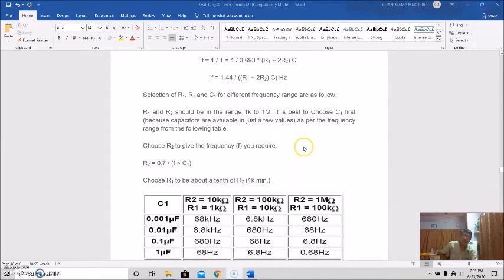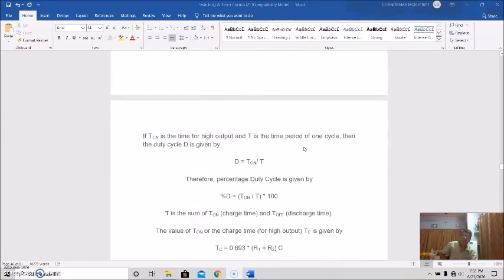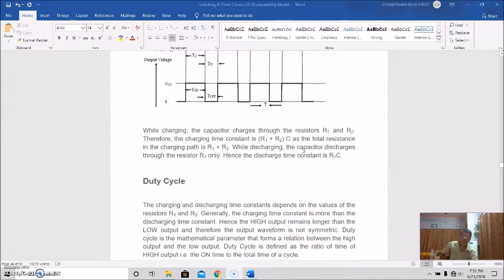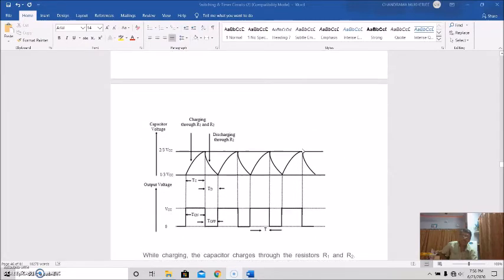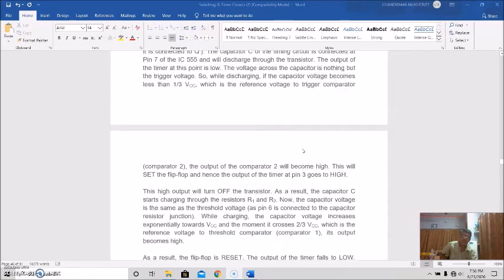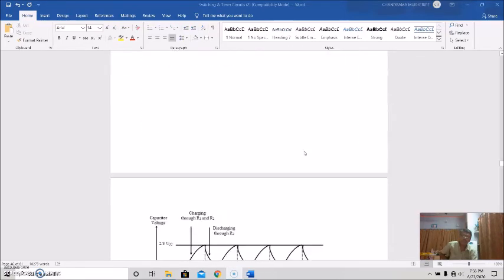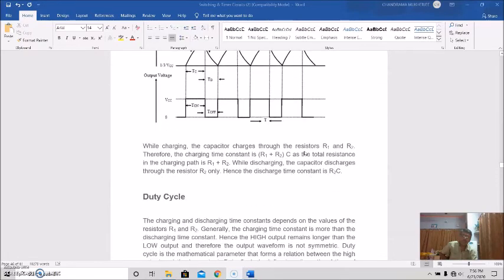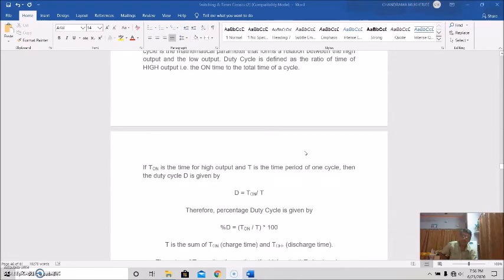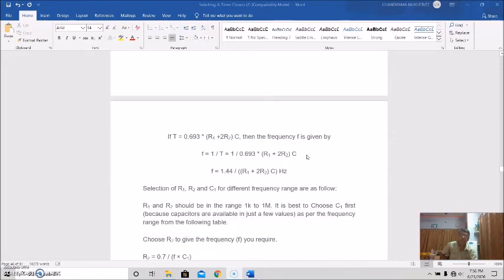Okay. Now with this, we complete the astable multivibrator working and its duty cycle. We have already seen the operation. Now we'll discuss some applications of the astable multivibrator using the 555 timer.